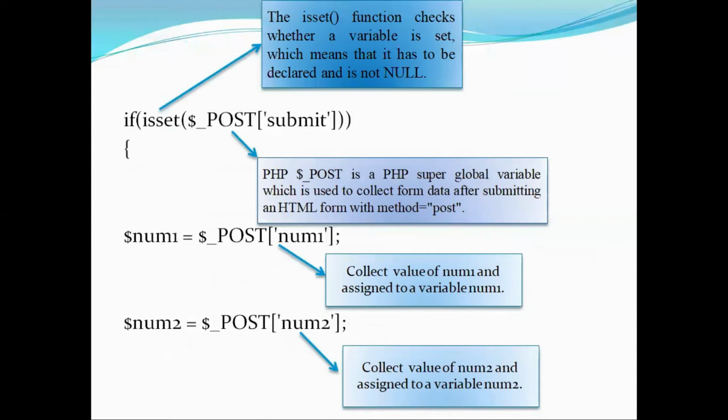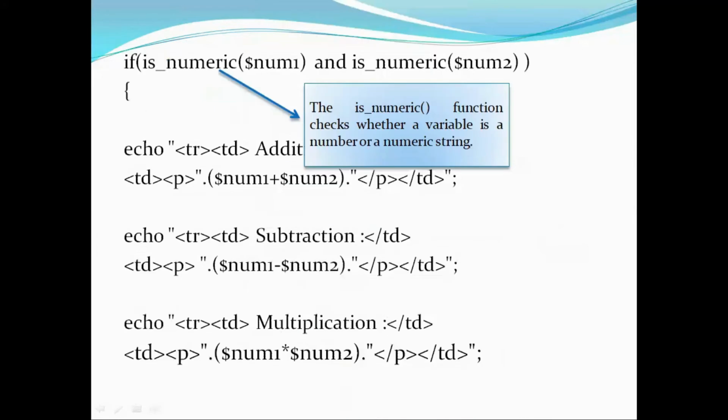Once the variable has been set, we fetch that value by using $num1 = $_POST['num1']. Here we are collecting the value of num1 and assigning it to the variable $num1. Likewise, we are collecting one more value called num2 and assigning it to the variable $num2.